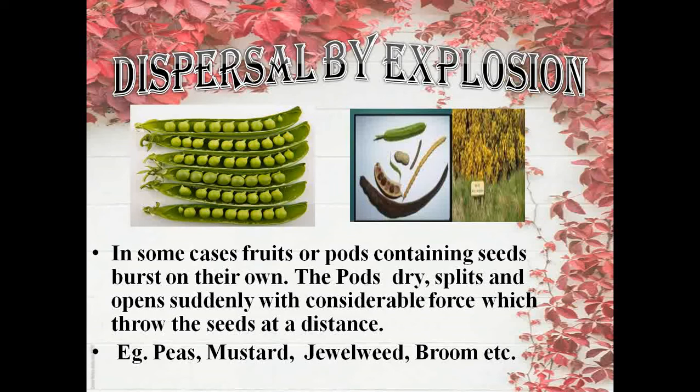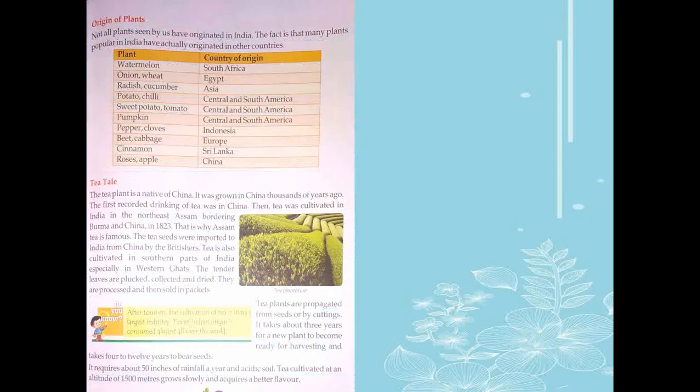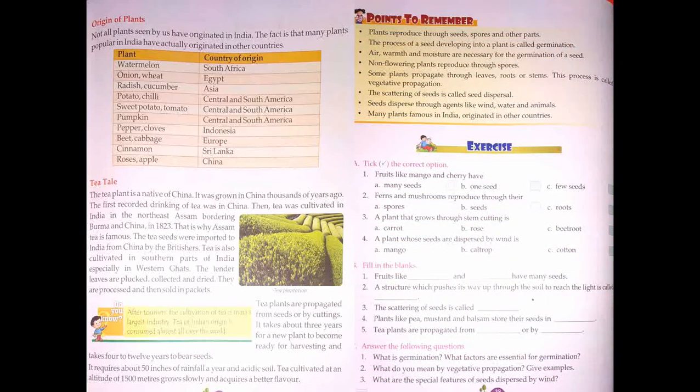So children, I have mentioned all the agents of dispersal. Hope all the topics are clear to you. That's all for today's session, children. You have some more leftover topics, that is origin of plant and detail from this chapter 5, along with the different exercises which will be covered in next week's session.